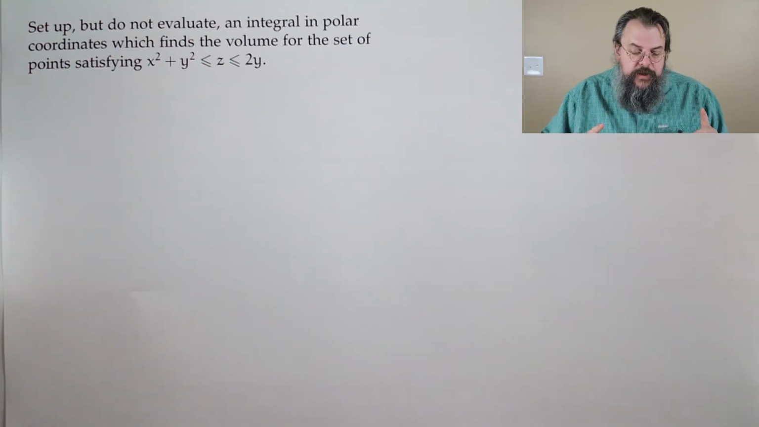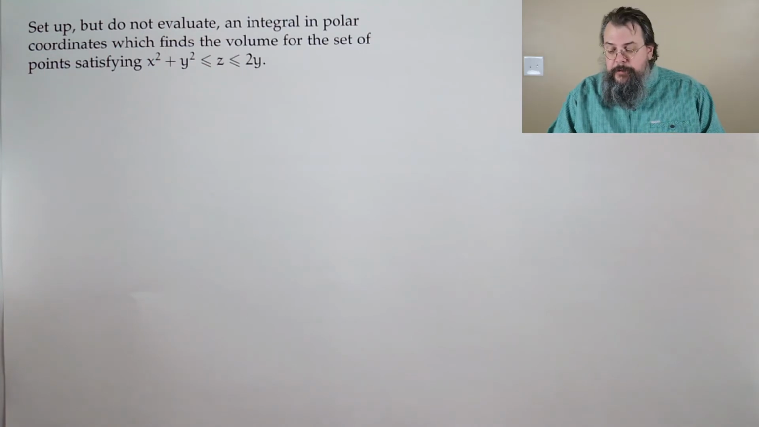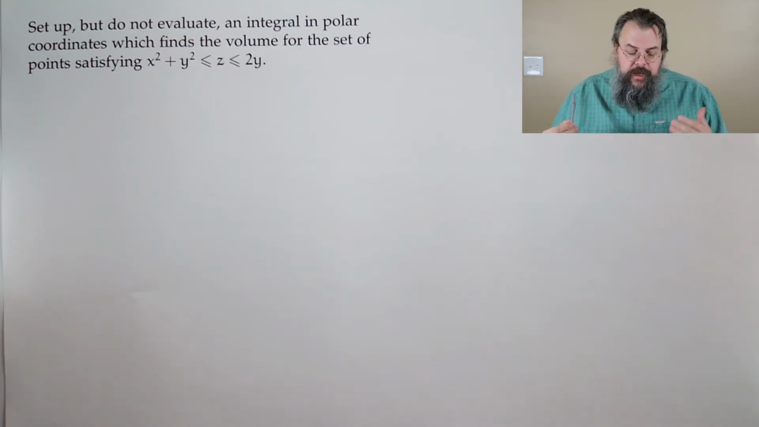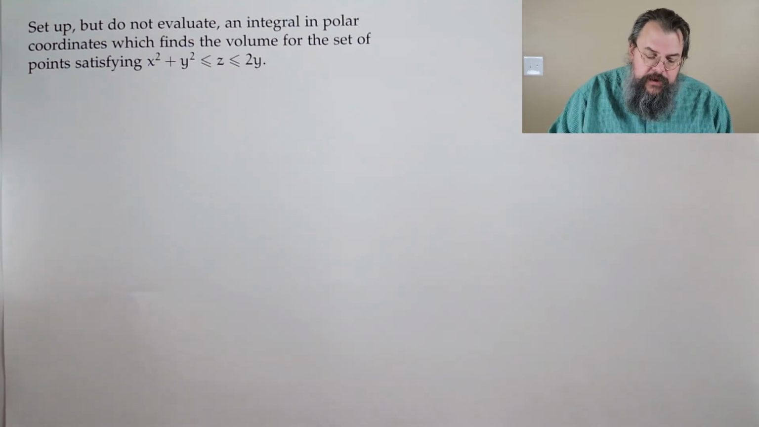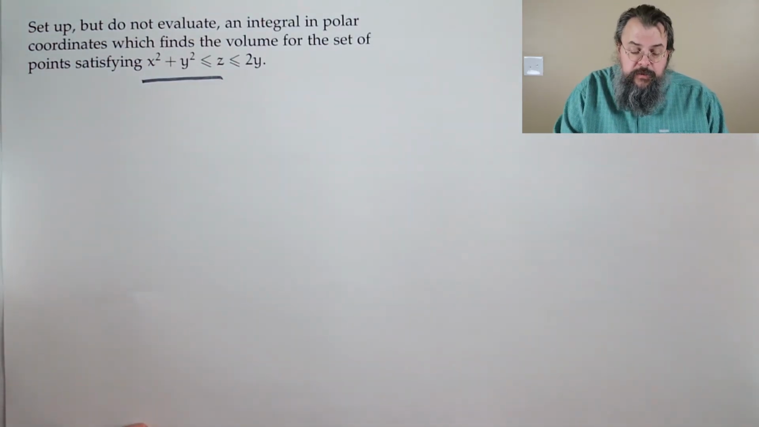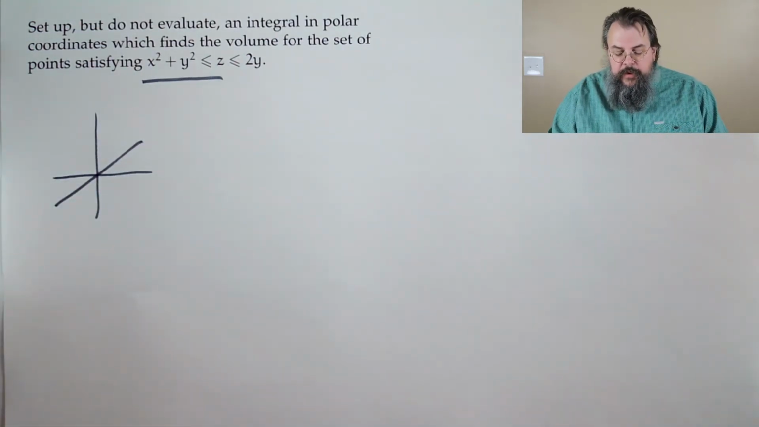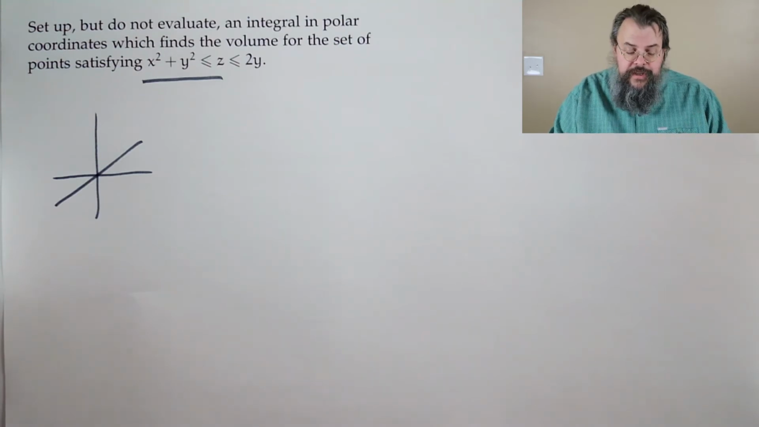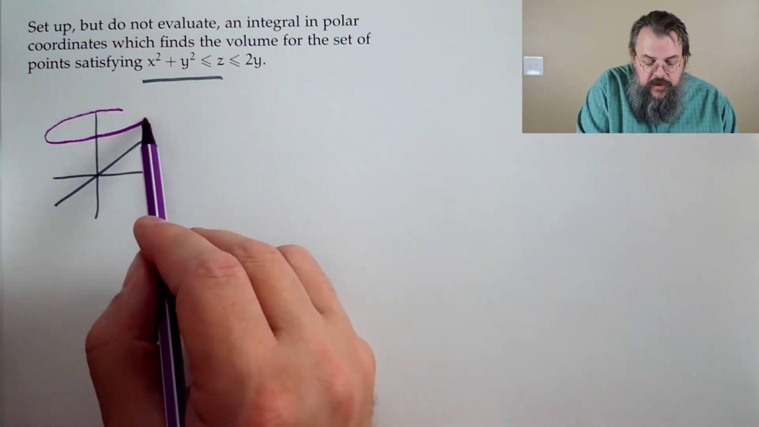So, we're setting up an integral in polar coordinates which finds the volume for the set of points satisfying x squared plus y squared less than or equal to z, less than or equal to 2y. Based off of the last problem, it shouldn't be too bad. It's a similar philosophy. We have z equals x squared plus y squared, and we can sketch that. It's a very common example we often use. It's the bowl. So I'm inside of the bowl. So here's our bowl.